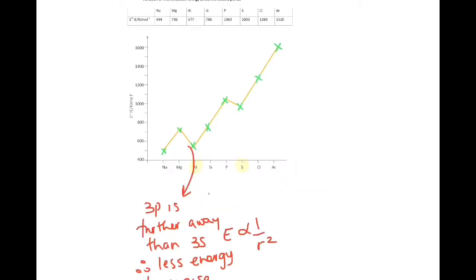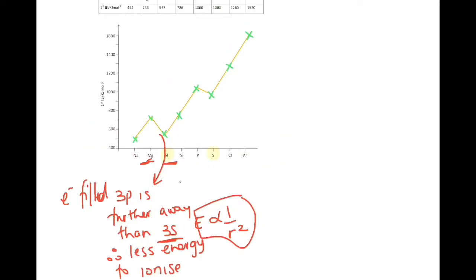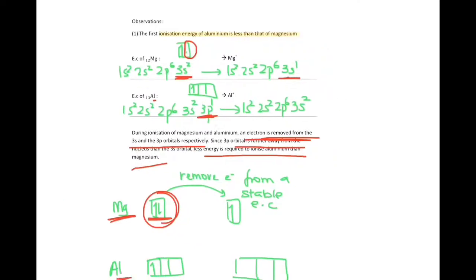So if you're trying to explain that, at group 3, the electron filled in 3p is further away than that in 3s, which is for group 2. And therefore less energy is required to ionize group 3 elements.